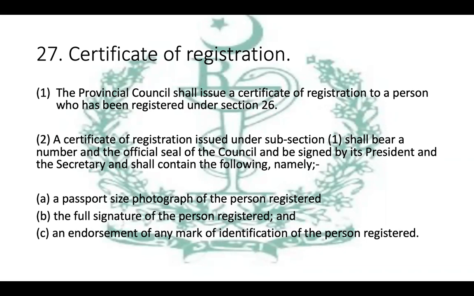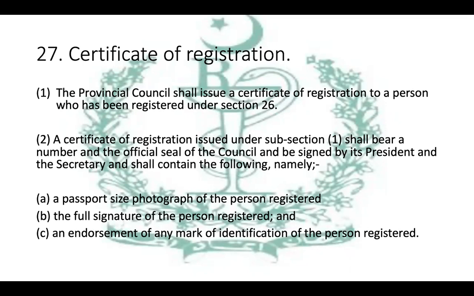Third, (c), an endorsement of any mark of identification of the person. So if you have any identification marks, a mole on the cheek, hair color, a cut on the face, any identification mark can also be written there. An endorsement of any mark of identification of the person registered, in which you are unique. If you have a cut on your face, some kind of marks, a mole, those have to be written in that registration form.